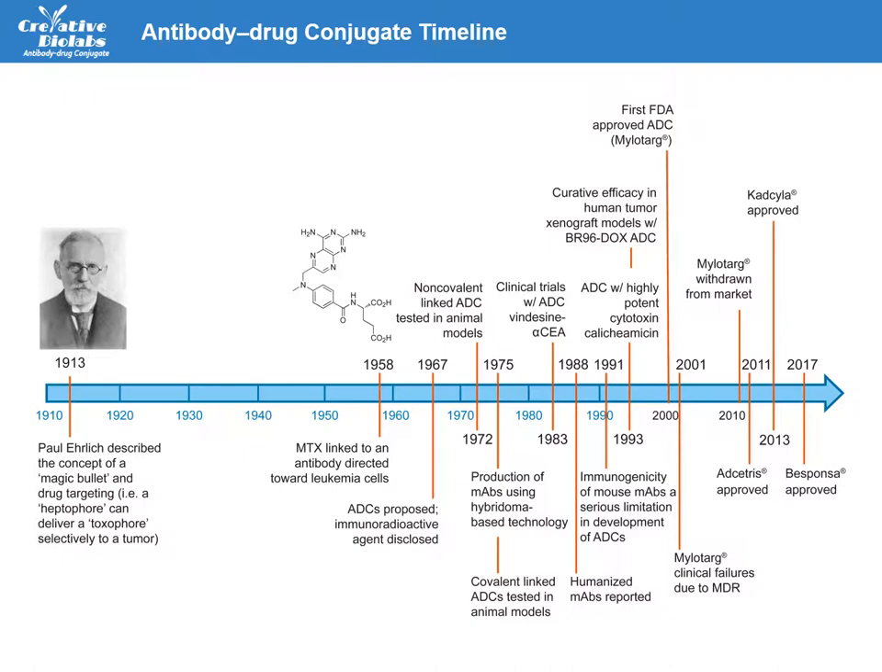It took many years before the development of successful ADCs. Further advancements ultimately led to the first ADC, Mylotarg, to gain U.S. Food and Drug Administration approval in 2000 for the treatment of acute myelogenous leukemia. Despite initially encouraging clinical results, Mylotarg was withdrawn from the market a decade later owing to a lack of improvement in overall survival.